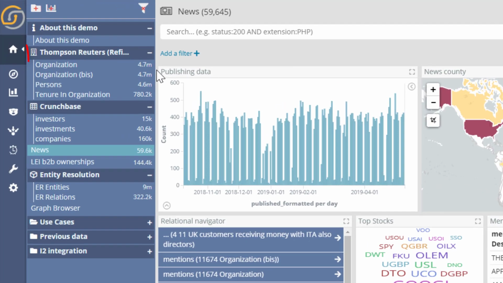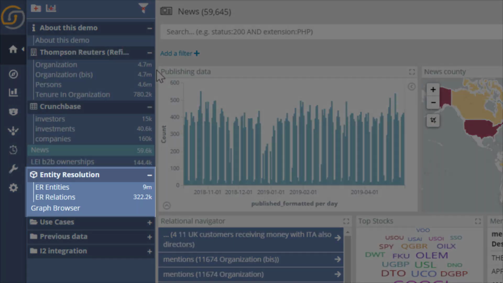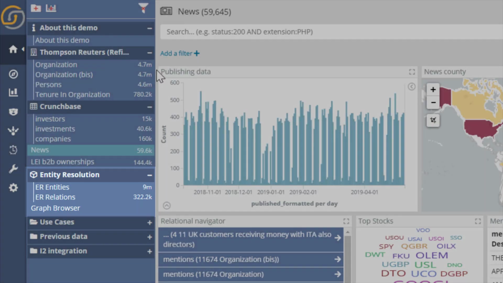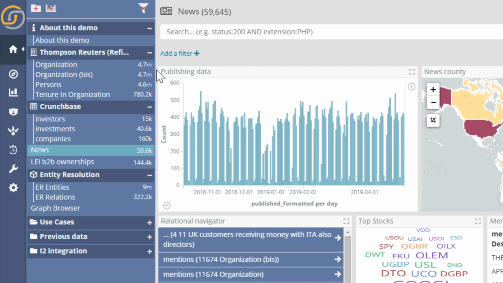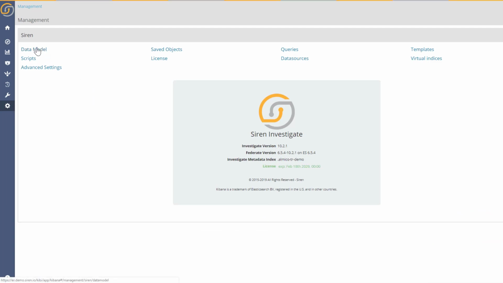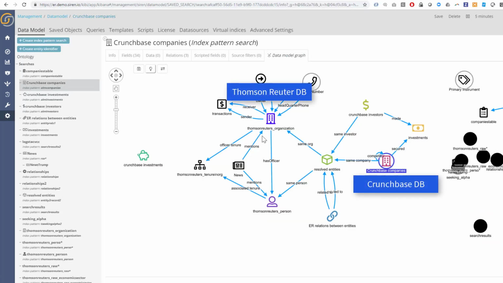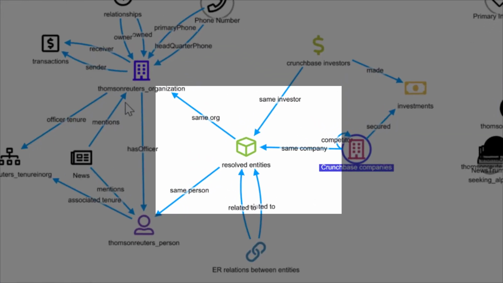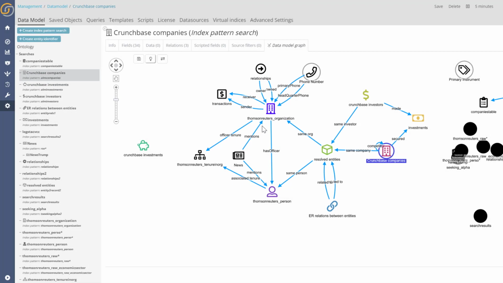Here on the side, we have the Thomson Reuters Refinitiv dataset, which has about 5 million companies connected to 5 million executives. We then have Crunchbase with 160,000 companies, investments, and investors. Finally, we have the dashboard which contains the result of the entity resolution. In this case, the system has found 9 million entities, which is a number coherent with those above. In the data model, we see that the Thomson Reuters data does not share identifiers with Crunchbase, if not via the new entity resolution cubes, which the system has created automatically.